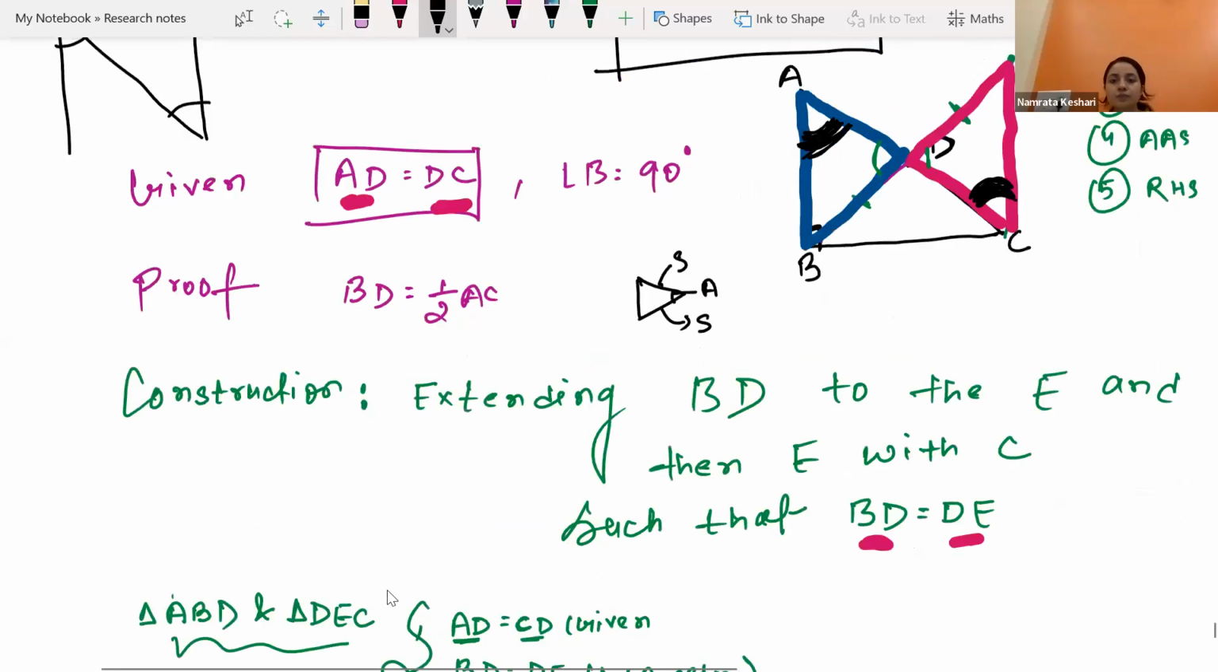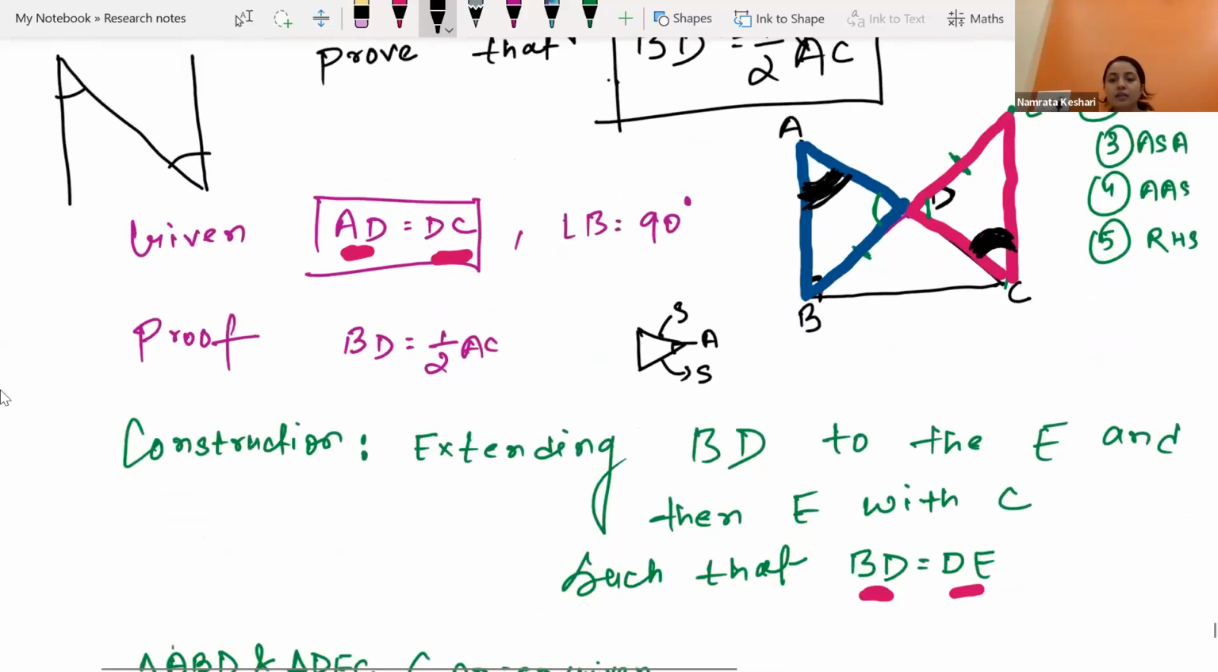Now what to do? C is 90 degrees, the complete C. It's 90 degrees. Okay, and what we have to show, just a second.